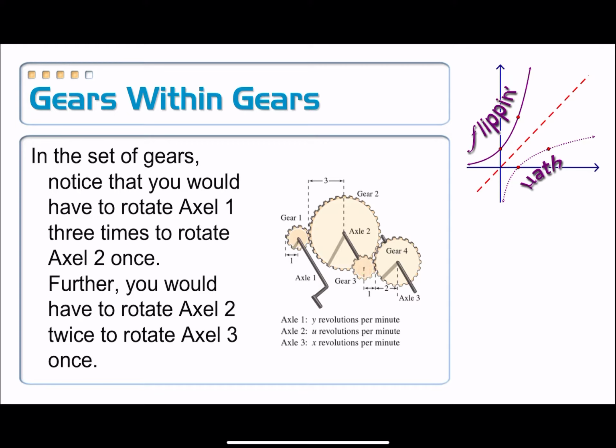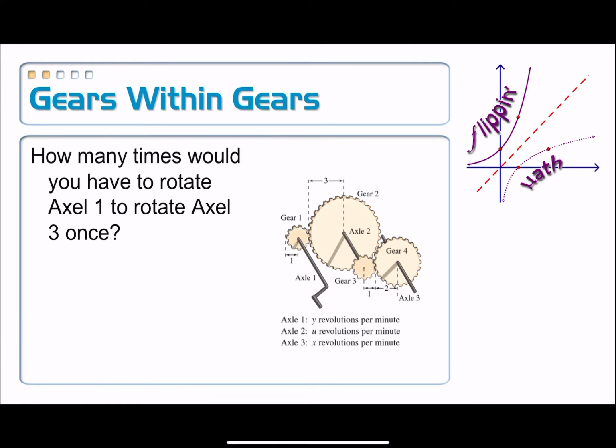Further, you have to rotate axle 2 twice to rotate axle 3 once. So, gear 3 also has a radius of 1. It matches up with this gear 1 over here. And gear 4 has a radius of 2. In other words, the circumference of gear 4 is twice as big as the one for gear 3. I have to spin this around 2 times in order to get gear 4 to rotate around once.